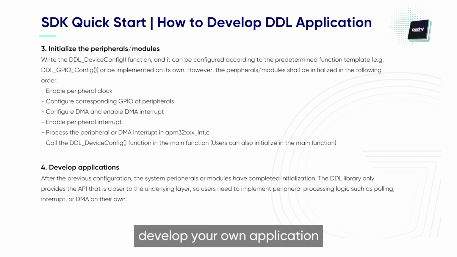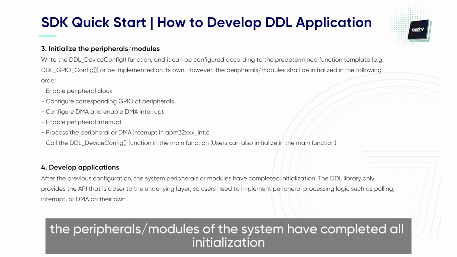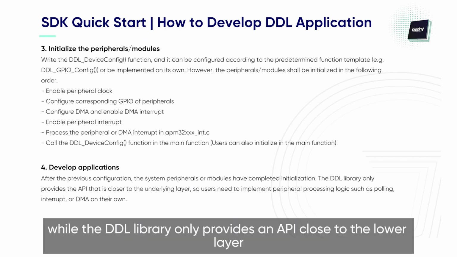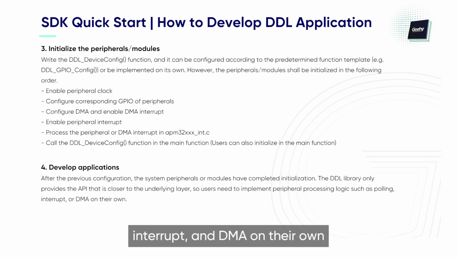Finally, develop your own application. After a series of previous configurations, the peripherals modules of the system have completed all initialization, while the DDL library only provides an API close to the lower layer. Therefore, users need to implement the related processing logic of peripherals, such as polling, interrupt, and DMA on their own.